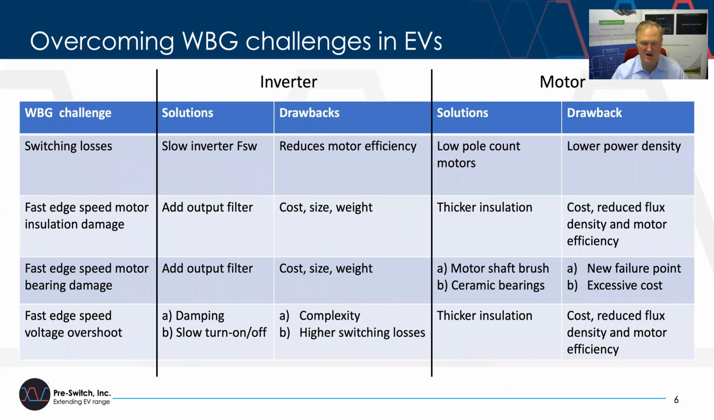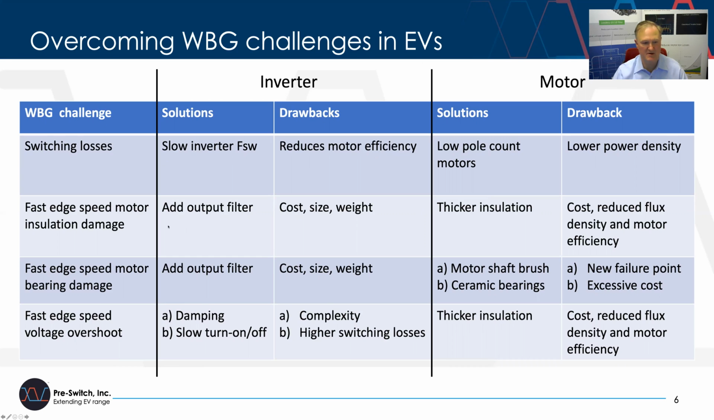Before we get there, let's talk about the drawbacks and what is being done to solve the problems that silicon carbide introduces. One is, of course, there are still switching losses in silicon carbide. That means people typically run the inverters at slower switching frequencies, which reduces motor efficiencies. We'll talk more about that in detail. But that also means you can't use high pole count motors, and that reduces the motor power density that can be achieved.